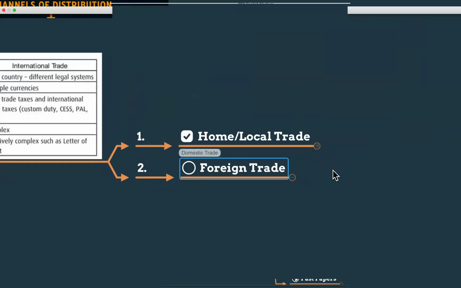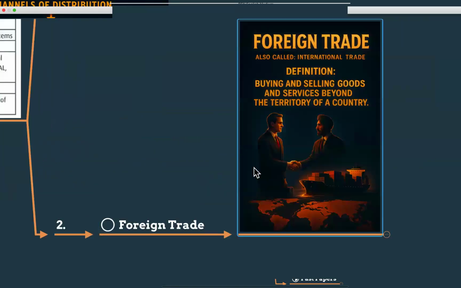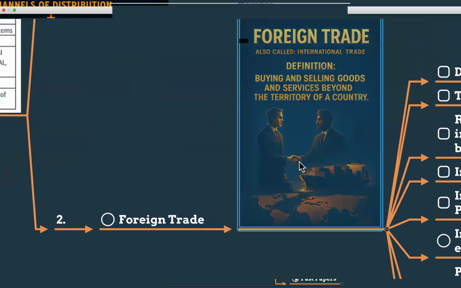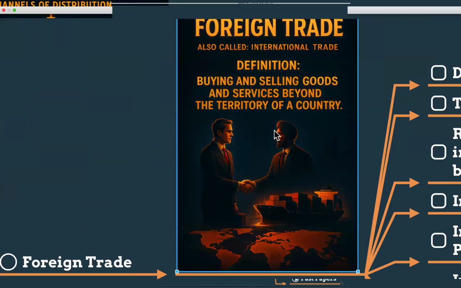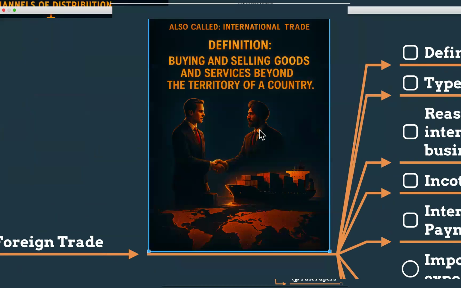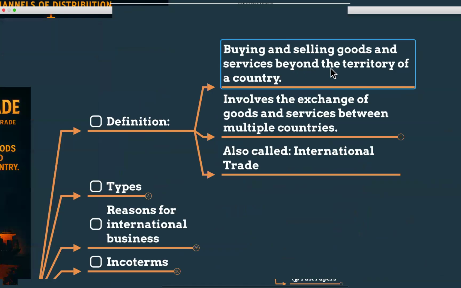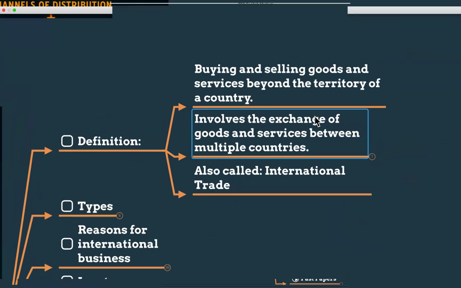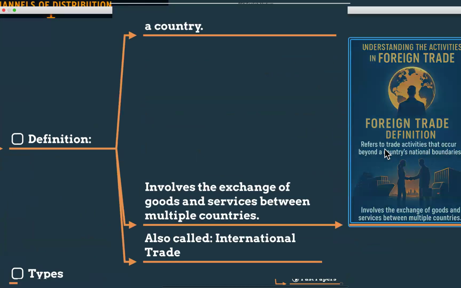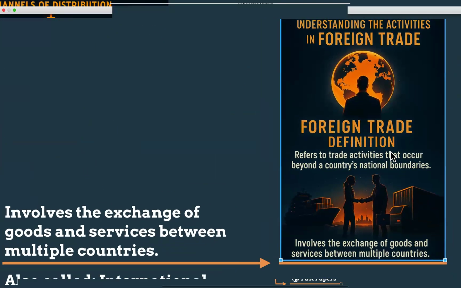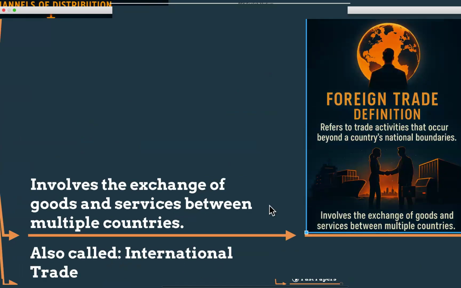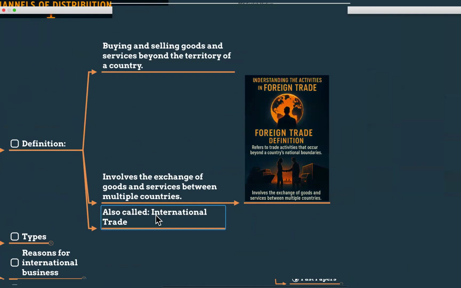And let's talk about foreign trade. It means international trade, right? It means buying and selling goods and services beyond the territory of a country, beyond our political territory. The trade that crosses international borders, the exchange of goods and services between countries. So it involves the exchange of goods and services between multiple countries. Also, we call that international trade.